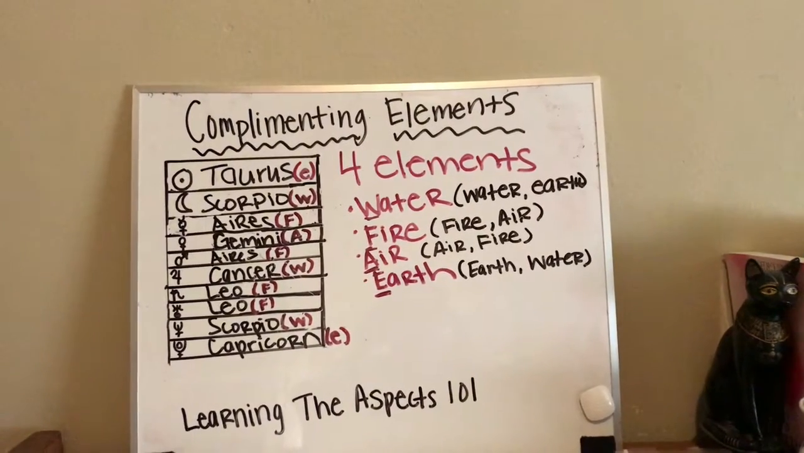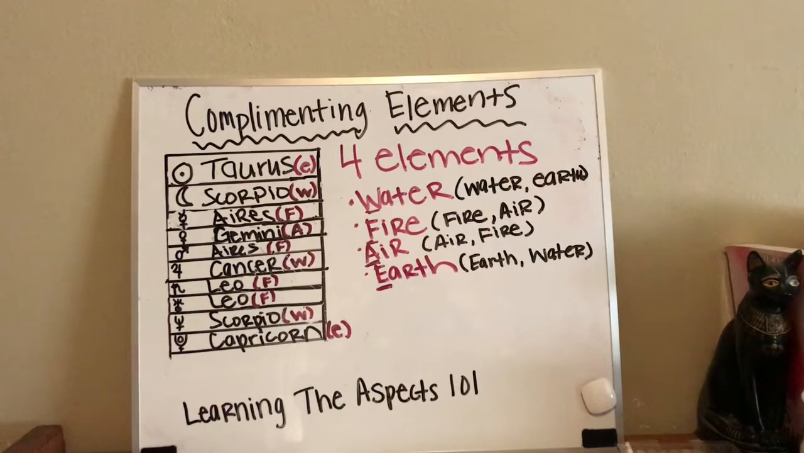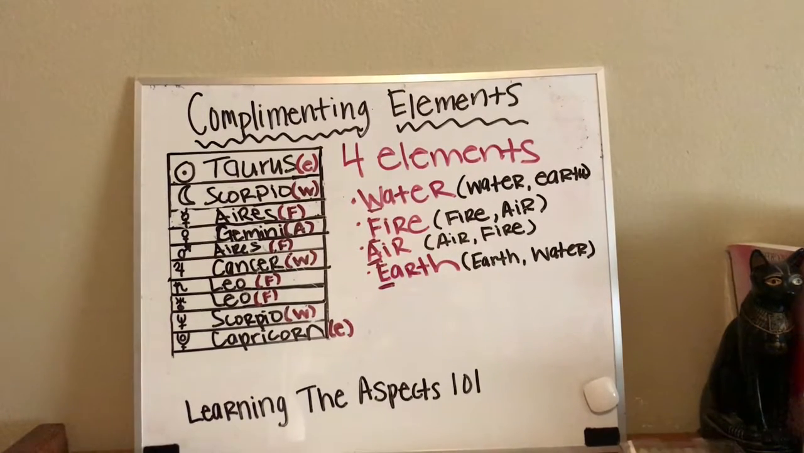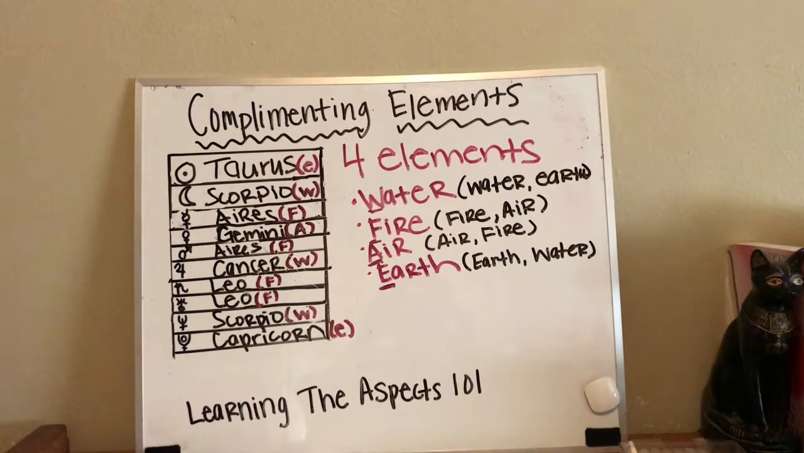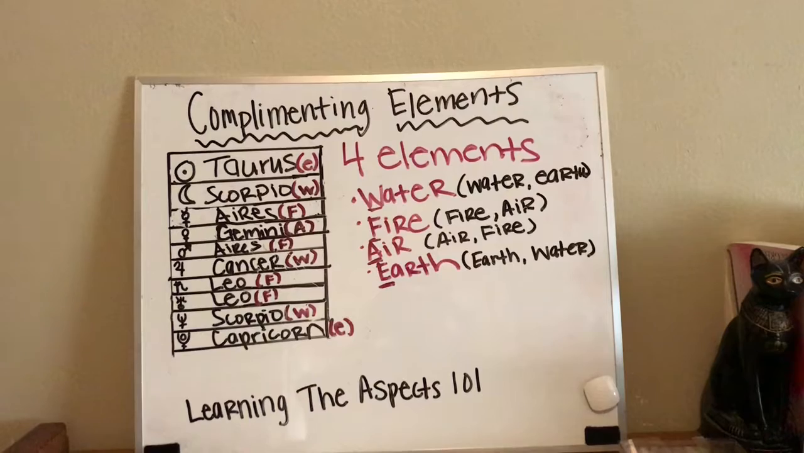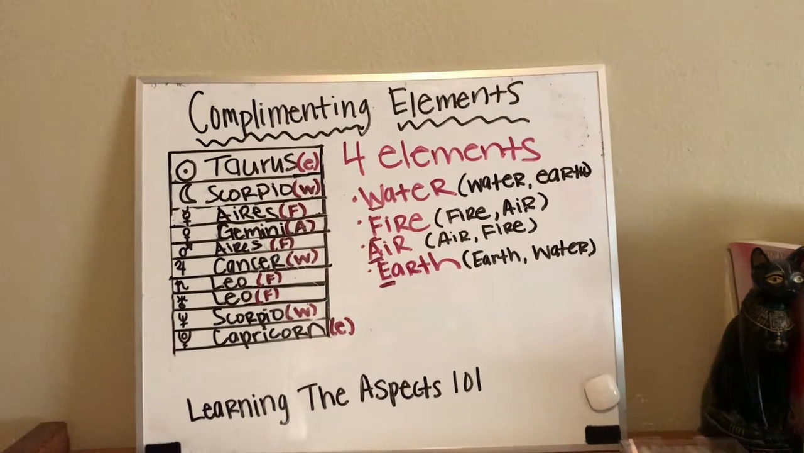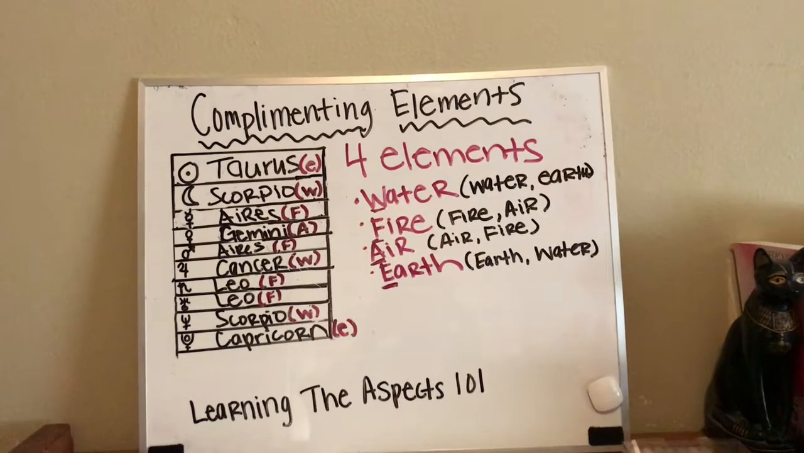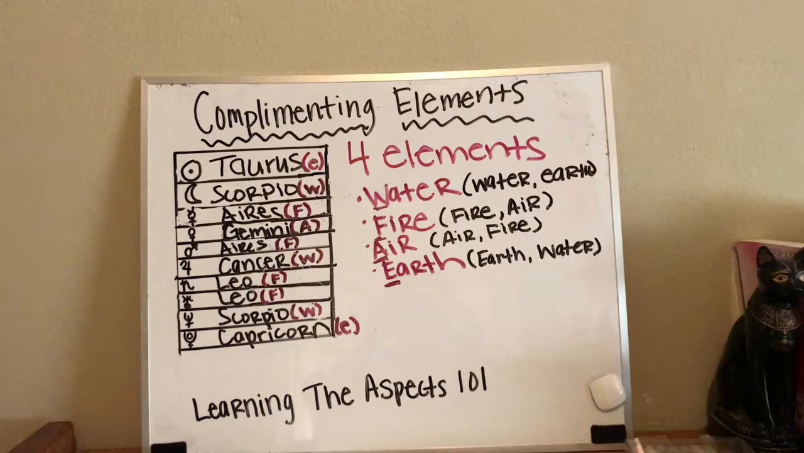Throughout this tutorial, I'm going to be reading excerpts from my own ebook that I wrote regarding the aspects and how to identify and learn them. So let's get started. If you take a look at our beautiful board, you will see that we have our pretend natal chart on. This is my left, could be your right, whatever.